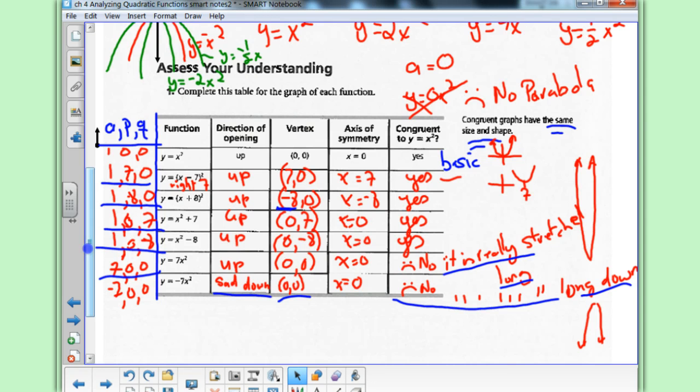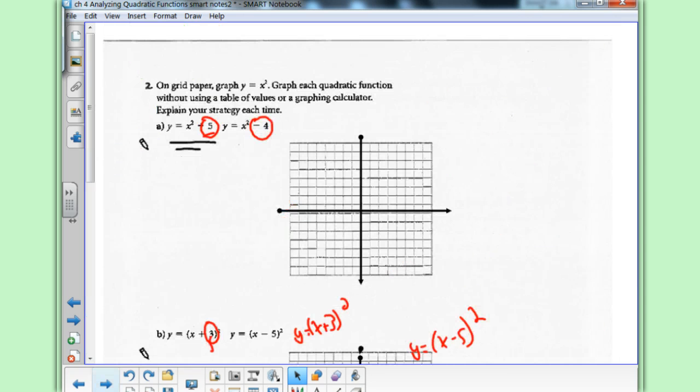As you continue on, on grid paper, can you graph this without using a table of values or a graphing calculator? I think you can, because here's what I want you to do. Just say to yourself, I know what the basic parabola is: 1, 1, 0, 0, and 2, 4. So 1, 2, 3, 4. Okay, so here's my basic parabola.